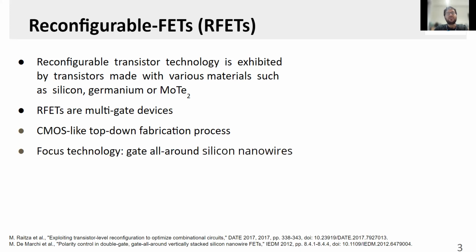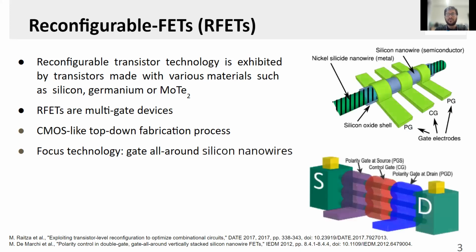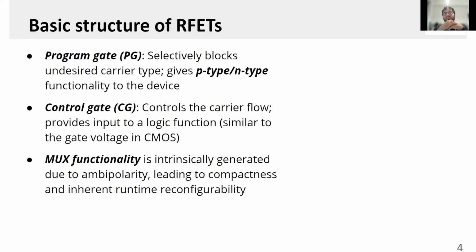That warrants easier commercial feasibility for the silicon nanowire-based RFETs. In this presentation, our focus technology is gate-all-around silicon nanowires. The only reason was that it's one of the most developed RFET technologies with proper Verilog-A models and physical synthesis flows. On the right-hand side, you can see the silicon nanowire pictorial representation proposed by these two works. And you can see that we can have multiple gate terminals on a single channel of the transistor. So what do we mean by multiple gates on a single channel?